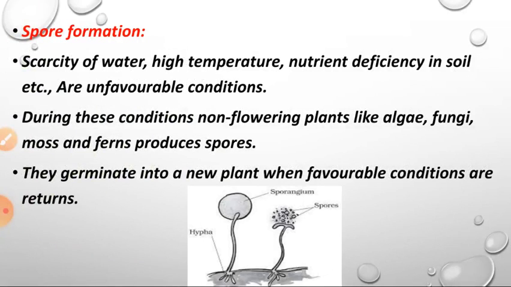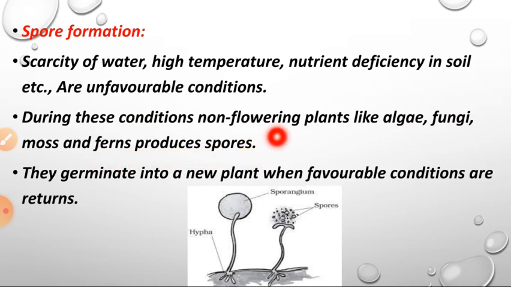And next one, spore formation. Scarcity of water, high temperature, nutrient deficiency in soil, etc. are unfavorable conditions. These are not normal conditions, these are improper conditions. So during these conditions, non-flowering plants, what are the non-flowering plants? Algae, fungi, moss and ferns, produce spores.